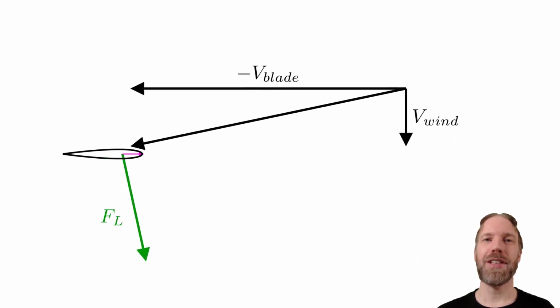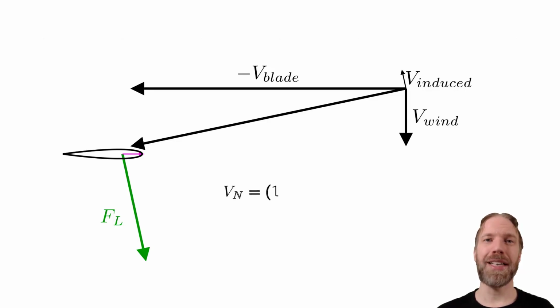The induced velocity should be in the opposite direction of the lift force due to momentum conservation. Hence, it will look like this. We can see that if we add the vectors together, the effective wind speed is reduced, while the speed in the movement direction is increased slightly.